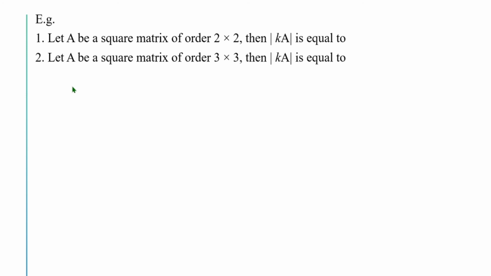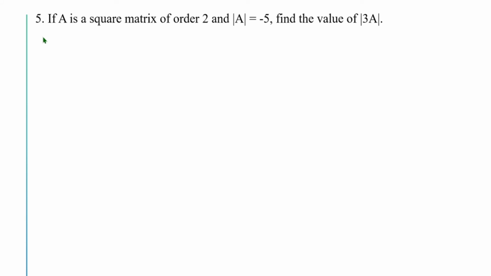Now, these are some of the important results. If A is a square matrix of order 2 by 2, then determinant of kA will be equal to k square into determinant of A. And if A is a square matrix of order 3, then determinant of kA will be equal to k cube into determinant of A. So these are some of the important results which we have to remember for solving the remaining questions.